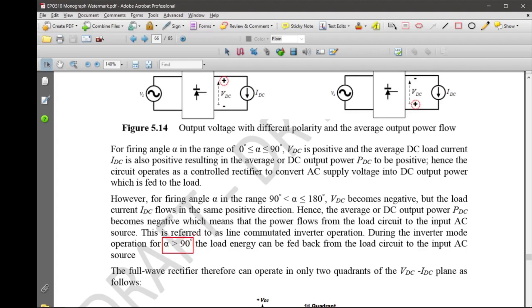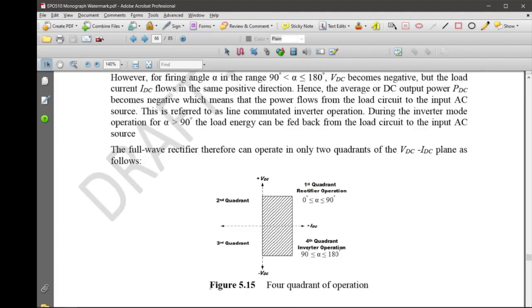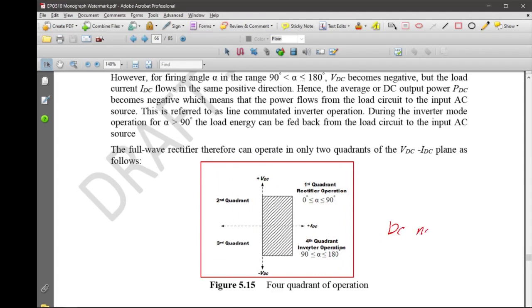So if you have the condition of alpha greater than 90 degrees, the load energy can be fed back from the load circuit to the input AC source. Now if you look in terms of the quadrants, this is the four-quadrant diagram that describes the DC motor operation, right?